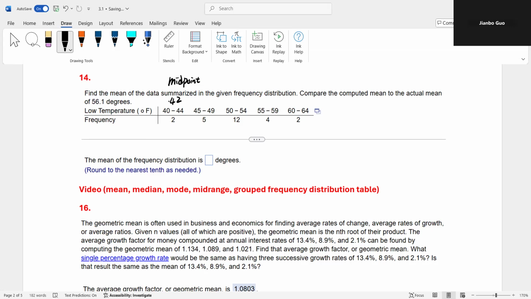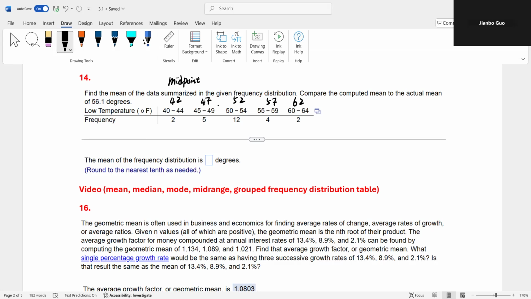of the first class. Similarly, we can find the midpoints for all other classes. The second class midpoint is 47. The third class midpoint is 52. As you can see, every time you just need to add 5. 5 here is the class width, a concept we learned last section, right? So every time you add 5, it's 47, 52, 57, 62. Those are the midpoints for the 5 classes.